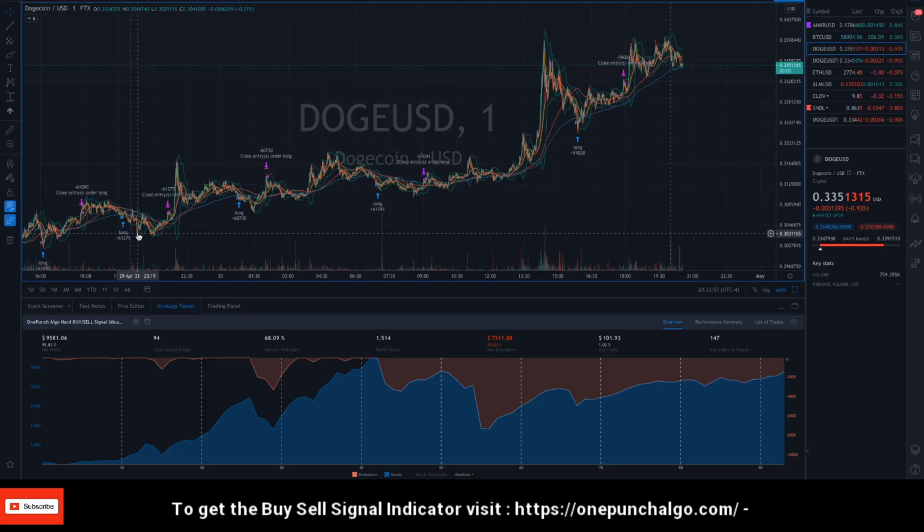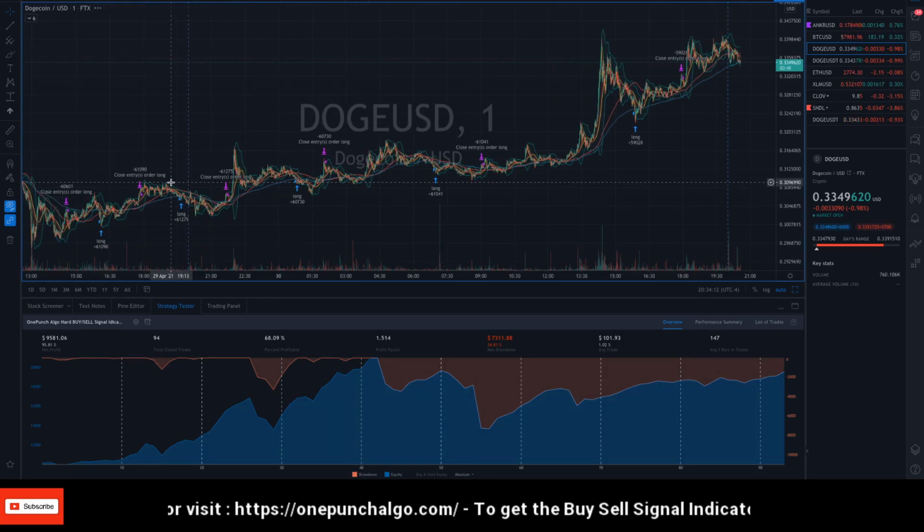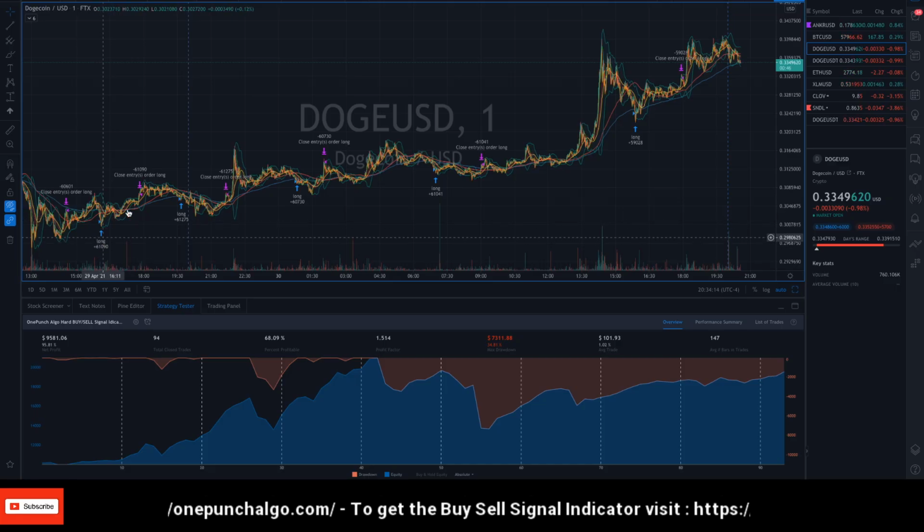I want to tell you first, OnePunch ALGO has two strategies with it. I'm not talking about the plugins. These are two strategies inbuilt inside the OnePunch ALGO indicator. So the first one is the basic indicator, which shows this blue color and purple one.